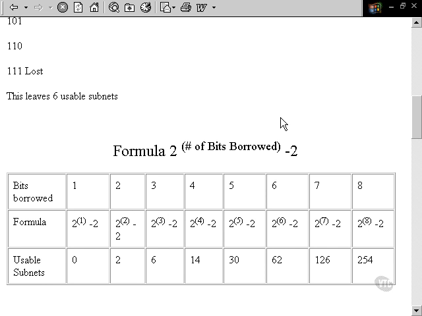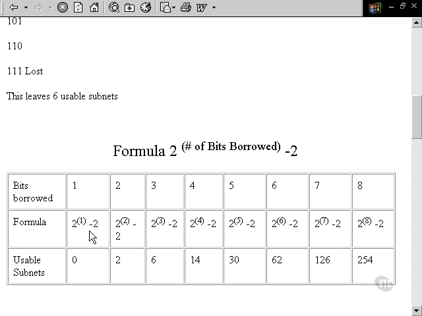If we'd like to use a formula instead of writing everything out each time, the formula is 2 raised to the number of bits borrowed, minus 2. If we look at the parts of this formula, 2 is because we're dealing in binary. We have 2 choices, 0 or 1. The number of bits borrowed is in relation to how wide you actually want your subnet to be. And then minus 2 because you always lose the bottom and the top range.